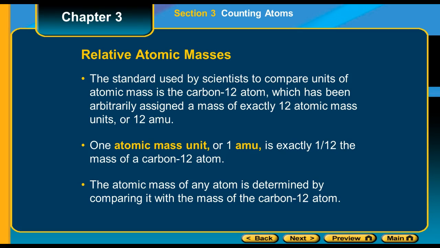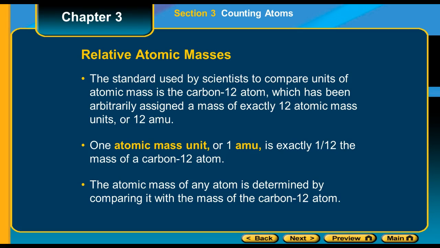For instance, carbon can have carbon-12, it can have carbon-14. Most of the elements have multiple different isotopes and different masses. So what you need to do is find the weighted average, or the relative atomic mass, for the element, and that's what's reported on the periodic table.